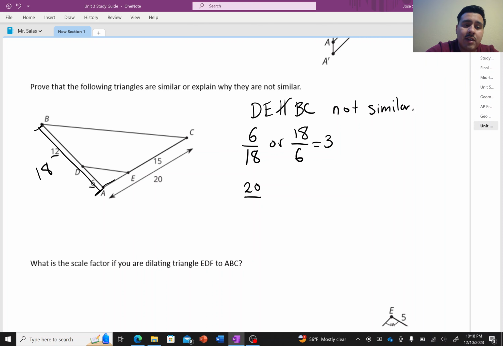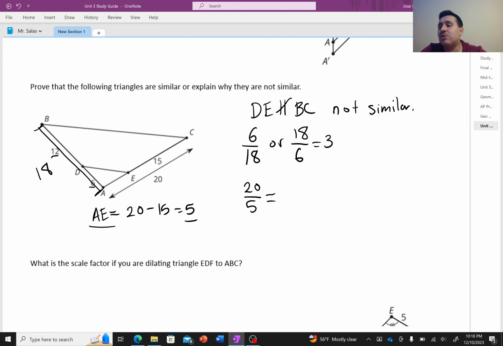However, I need to know the length of AE. In order for me to find the length of AE, I have to take 20 minus 15. AE is equal to 20 minus 15, which is equal to 5. So if AE is equal to 5, I have to take 20 divided by 5. I'm going to let you type that into your calculators, or if you know it using mental math, that is awesome as well. 20 divided by 5 should give you 4. Now, is 3 equal to 4? No, that is not true.